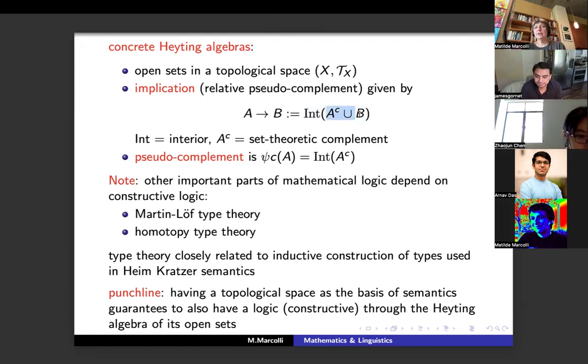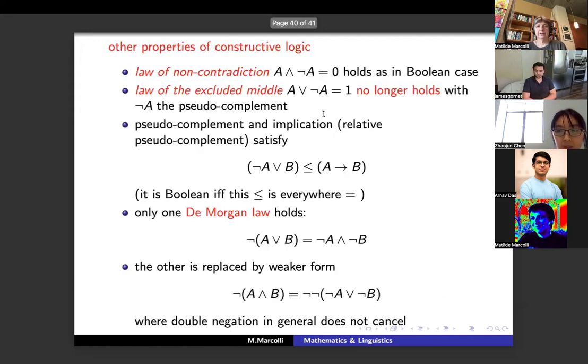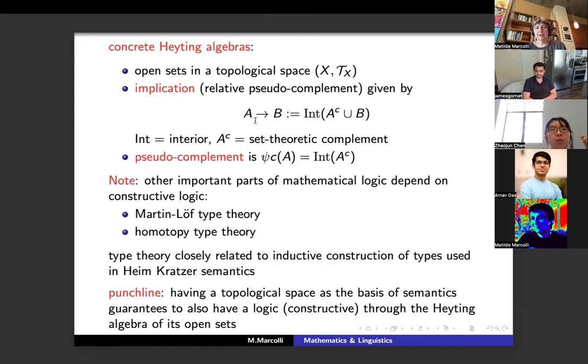The point is that we are working with open subsets of a topological space. If A and B are open subsets, the complement of A is a closed subset. So this itself is no longer in the class of open sets, but the interior is the largest open set that's contained in it. And so you see why you get this implication. So you get something that's kind of smaller.